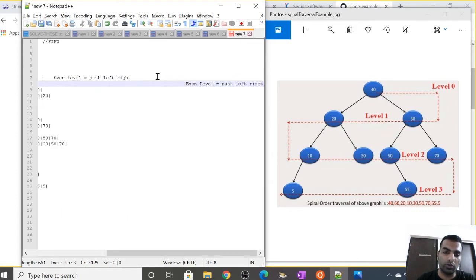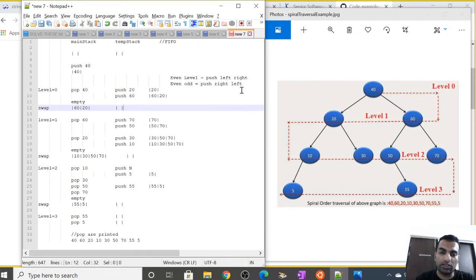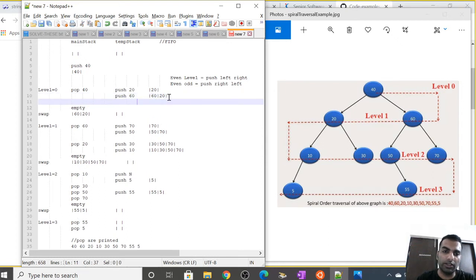And whenever we are at an odd level, then we will do it differently. That is, we will push right and then we will push left. So now here the level is 0. This is an even level, so we will push left and right onto the temporary stack. So left is 20, so first 20 is pushed, then right is 60, then 60 is pushed. So the temporary stack becomes this. Please note that 60 is the top here. This is the top of the temporary stack.